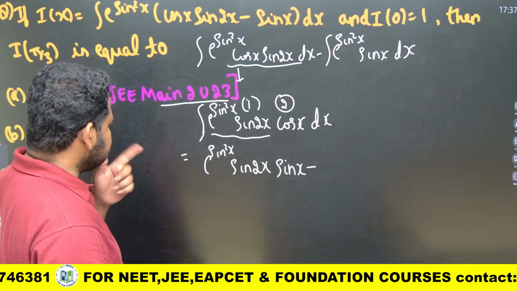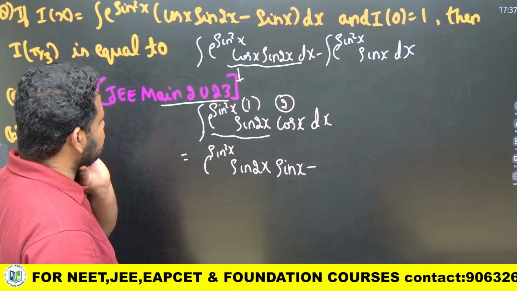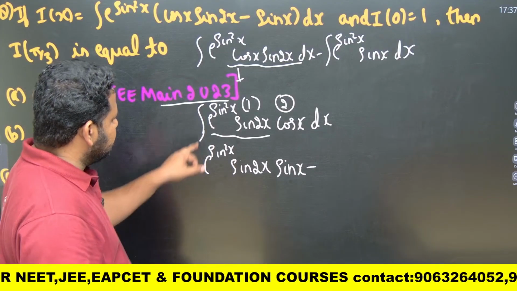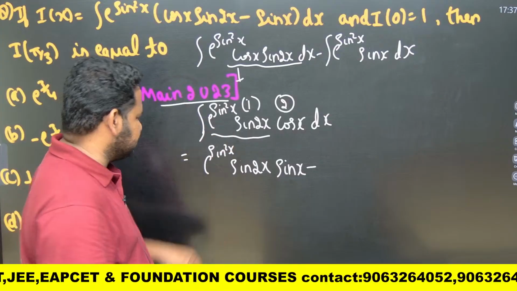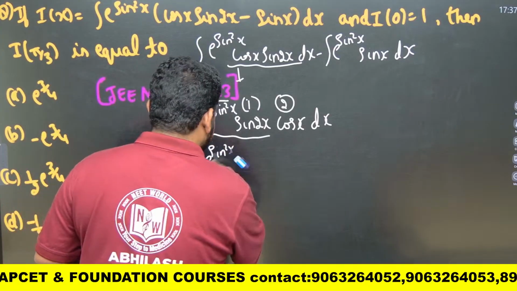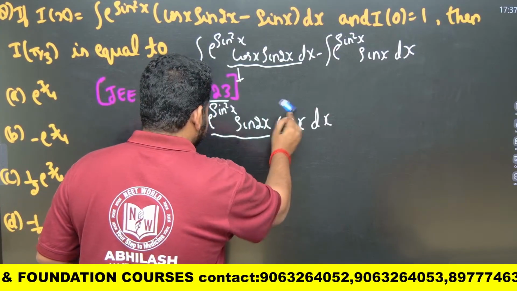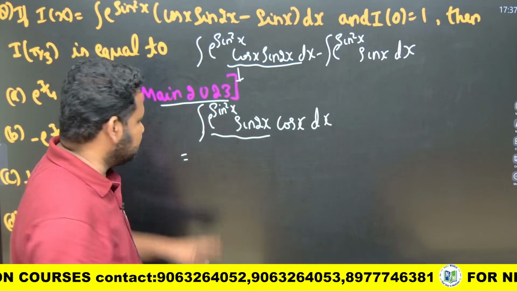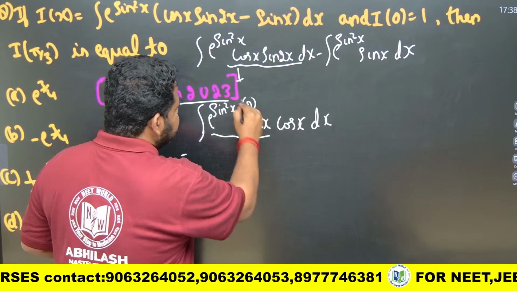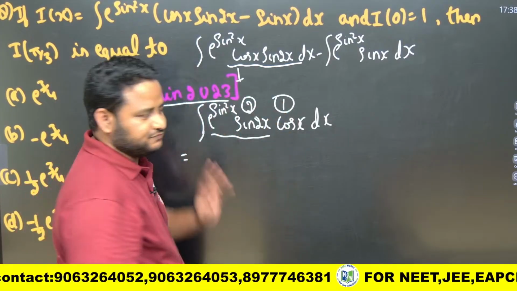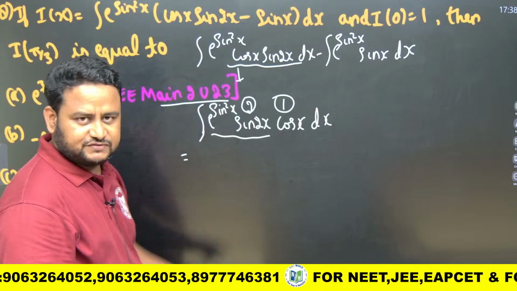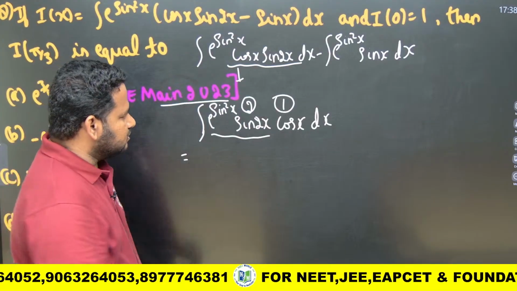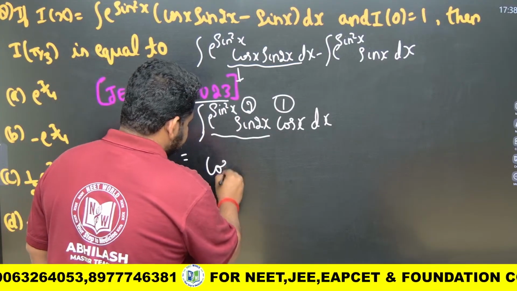So see here friends, let us do some manipulation here. Let us take this as second function instead of that. What will be the challenge if I take this as second function? If I take this as second function, it will be easy for me to solve compared to taking this as first function. So cos x I'll write as it is.